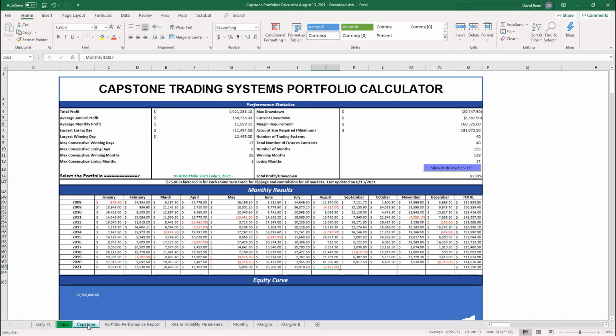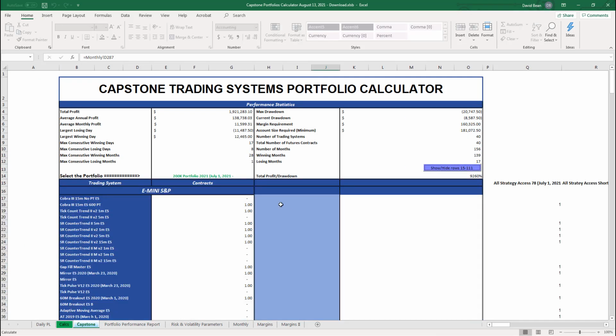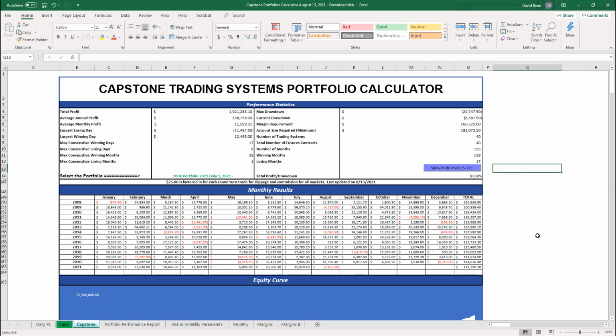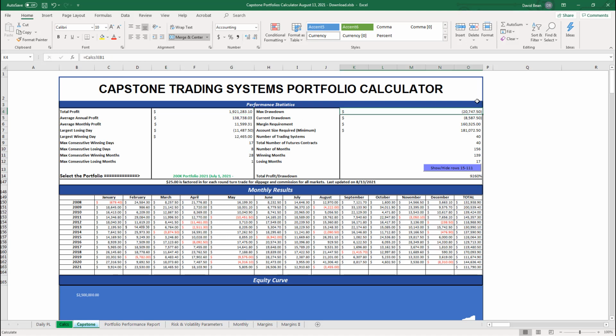That is taken from the portfolio calculator by expanding this and removing each market sector manually and then looking at the results. And you see what we have here is a total net profit on this portfolio calculator for our research, 1,921,000, a drawdown of 20,750.